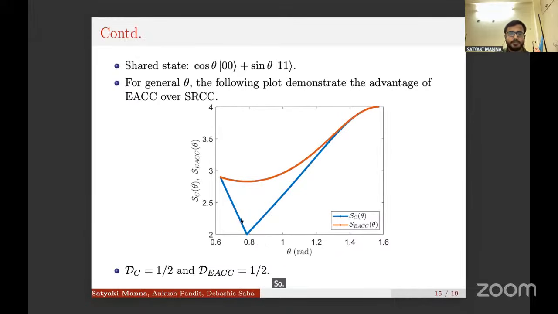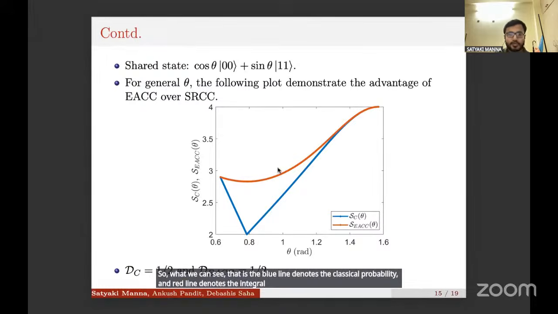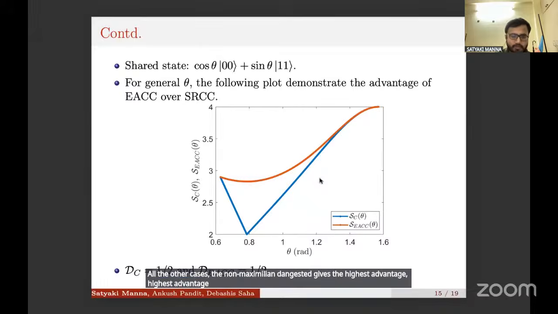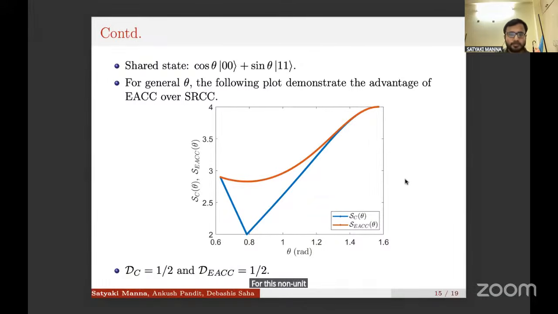The blue line denotes the classical success probability and the red line denotes the entanglement assisted success probability. What we see is that the entanglement assisted success probability is greater than the classical one, and in this region of theta, except theta equal to pi by 4, the non-maximally entangled state gives the highest advantage, or highest success probability, for this non-uniform random access code.